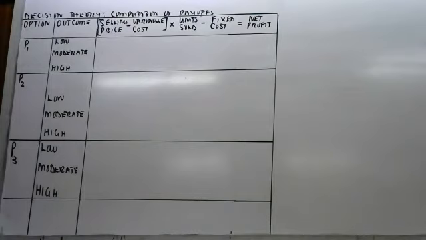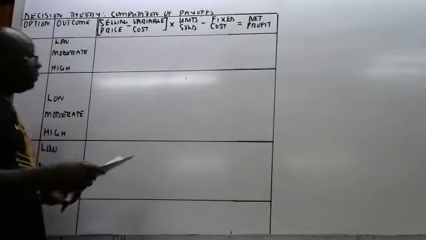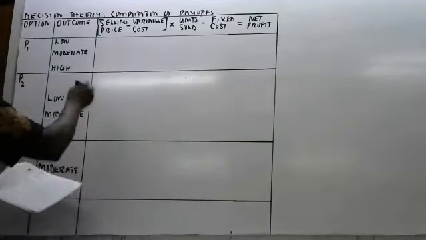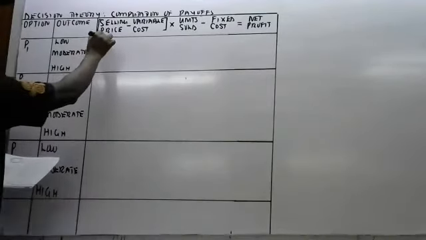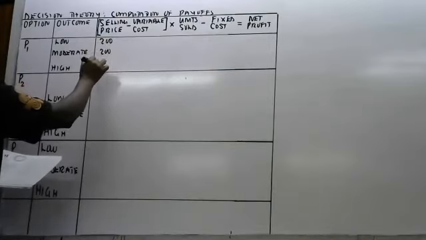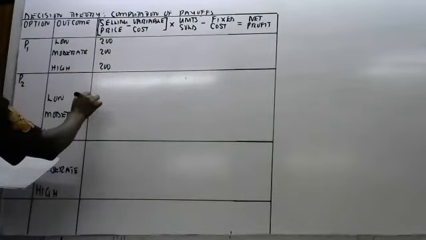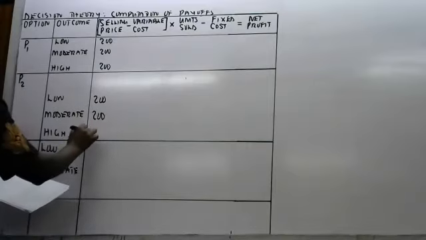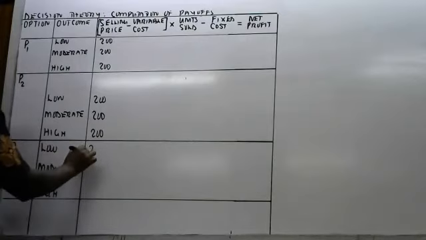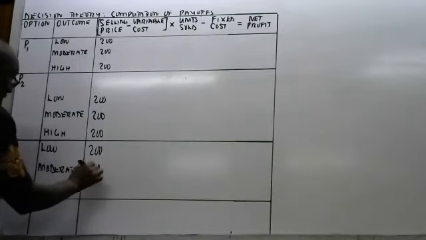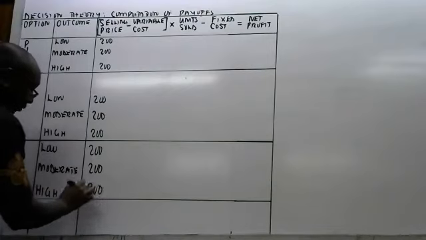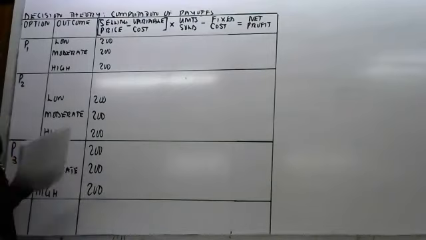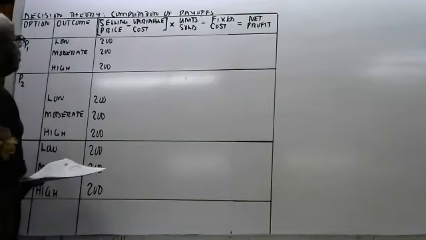So let us put the selling price. Selling price is 200. So 200, 200, 200. I have 200 there, 200, 200, 200, 200, 200. That is the selling price.